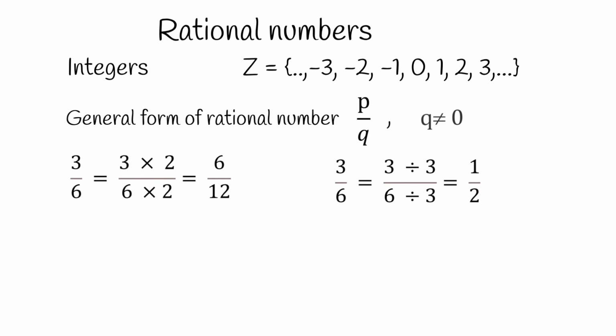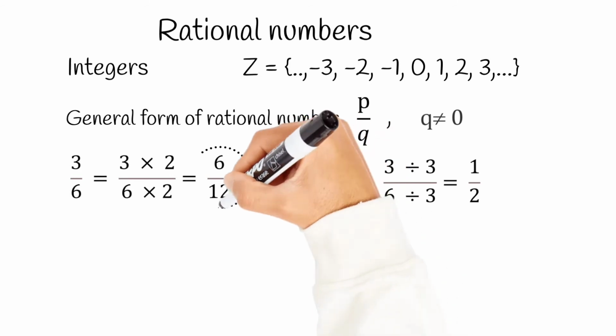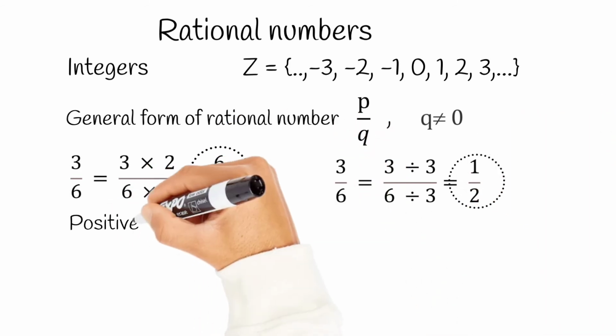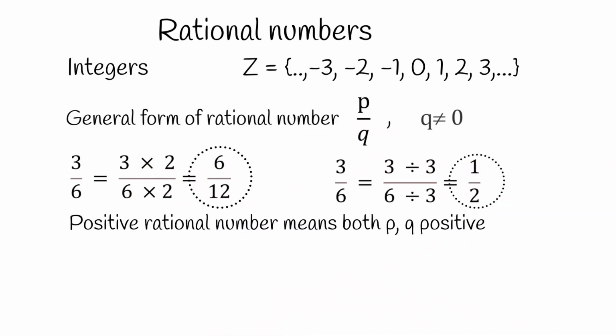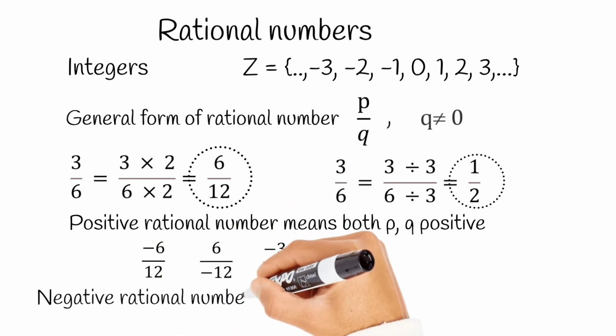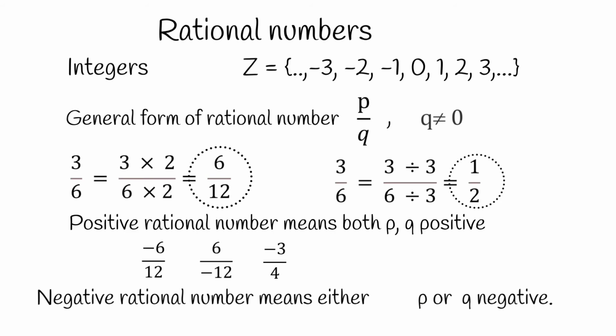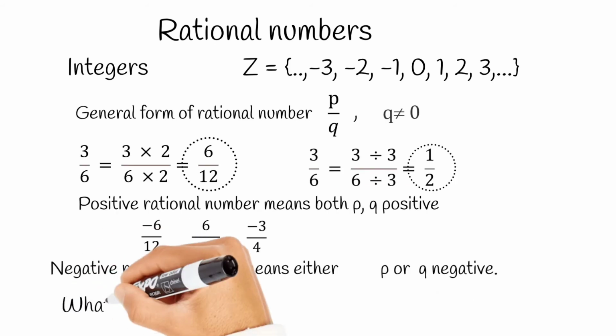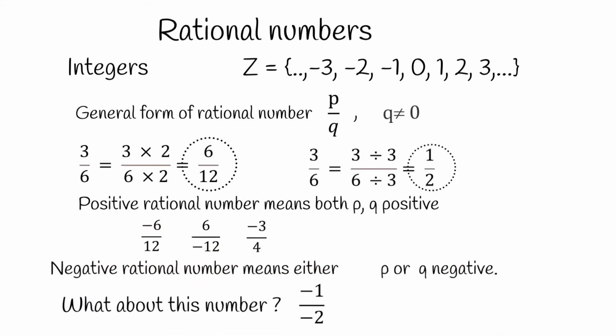When both numerator and denominator are positive, such as here, the number is called a positive rational number. When either numerator or denominator is a negative integer, the number is called a negative rational number. What about this number? Think and leave a comment.